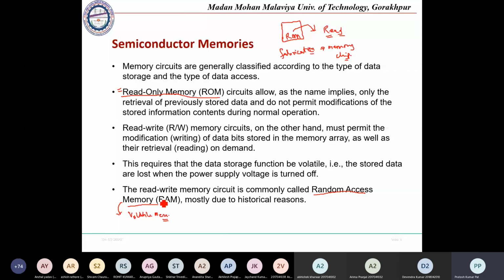Similarly, in the case of read-only memories, once it is written, it cannot be changed, whether there is a power supply or not. So these read-only memories only exist once we have written the data, and it cannot be erased even if the power supply is gone.